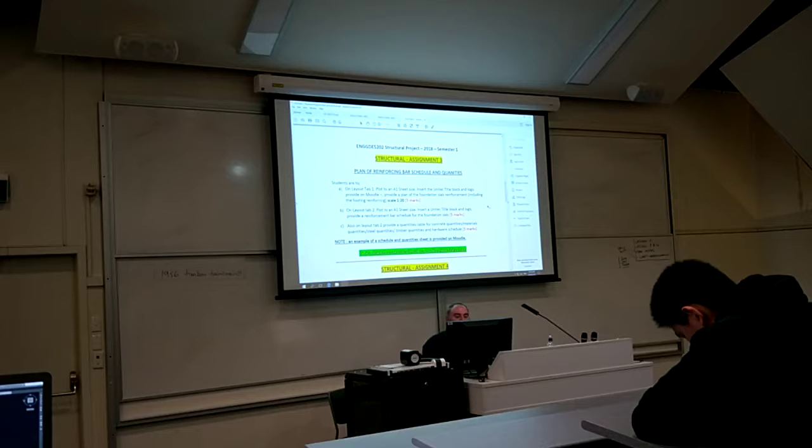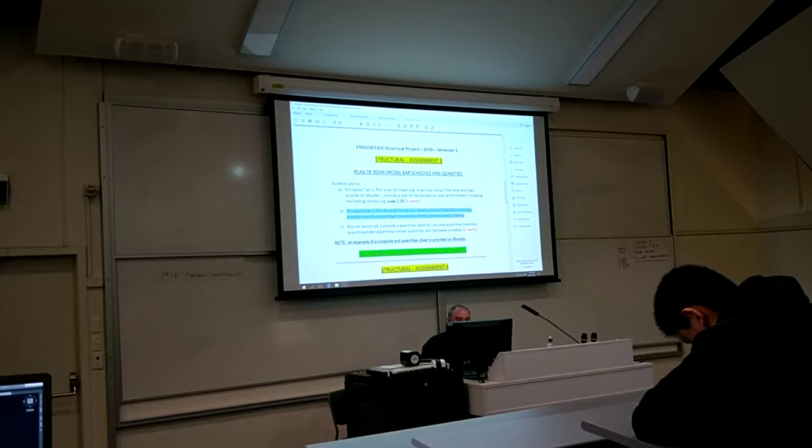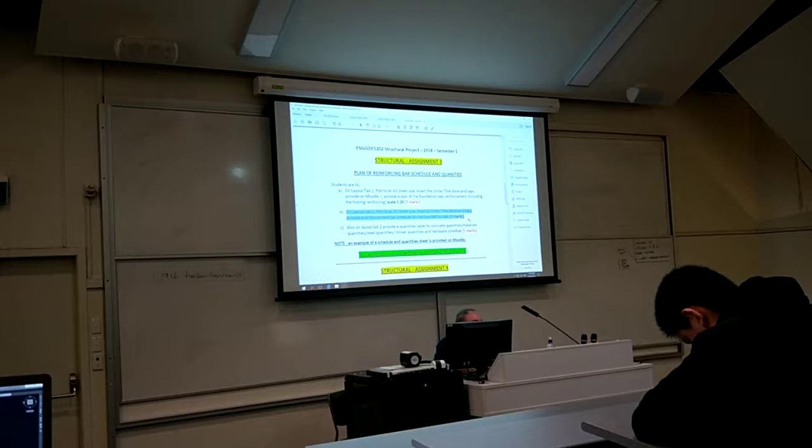However, what goes hand in hand with that is the reinforcing schedule, the bar schedule. That's the calculations behind it all. Once again, if you're on a roll, you might be able to complete both of those after today's lab. That's 10 marks.